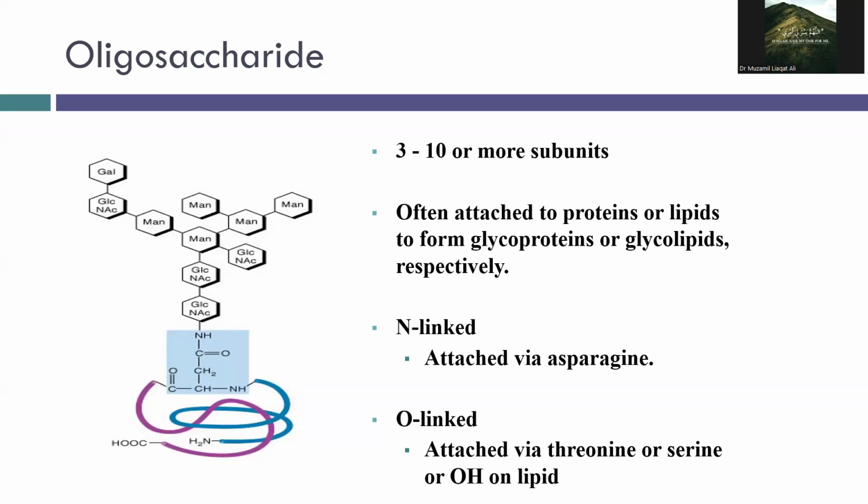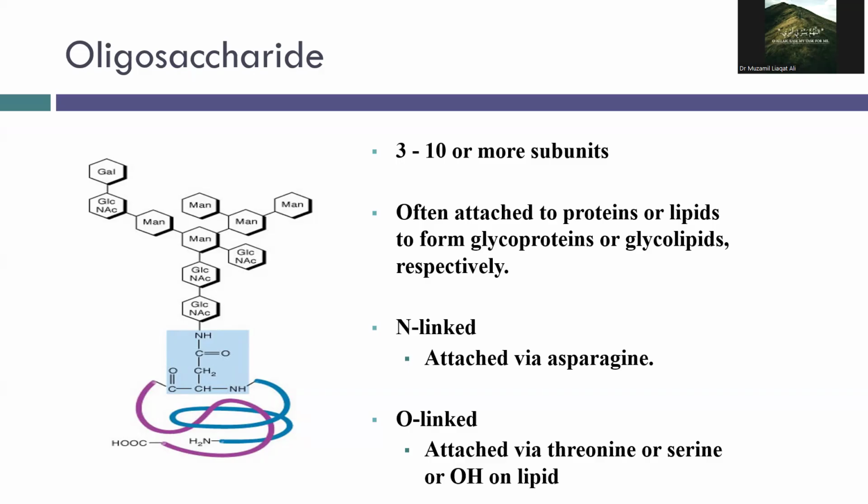Let's start with the definition and attachment of the oligosaccharides. Oligosaccharides consist of 3 to 10, or sometimes more than 10, monosaccharide subunits linked by glycosidic bonds. They are rarely free in nature. Instead, they are almost always covalently attached to proteins to form glycoproteins or to lipids to form glycolipids.